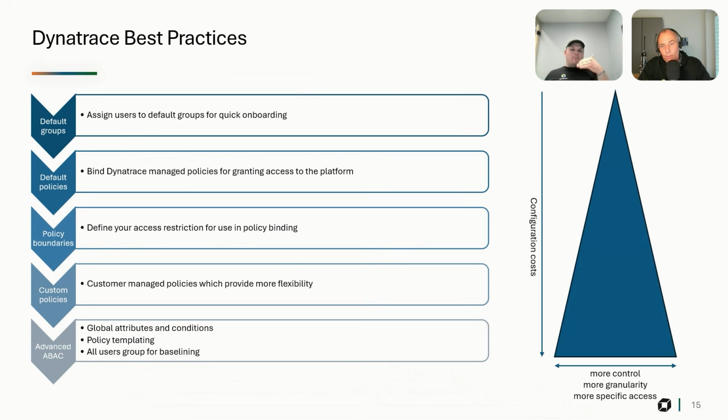I would say most of the use cases, and that is what was written on the previous slide, most of the use cases can actually be satisfied with default policies and policy boundaries, because they give you the flexibility on the boundary side, where you can say, I want to have my granular access expressed, but still you rely on the maintenance of the default policy of Dynatrace.